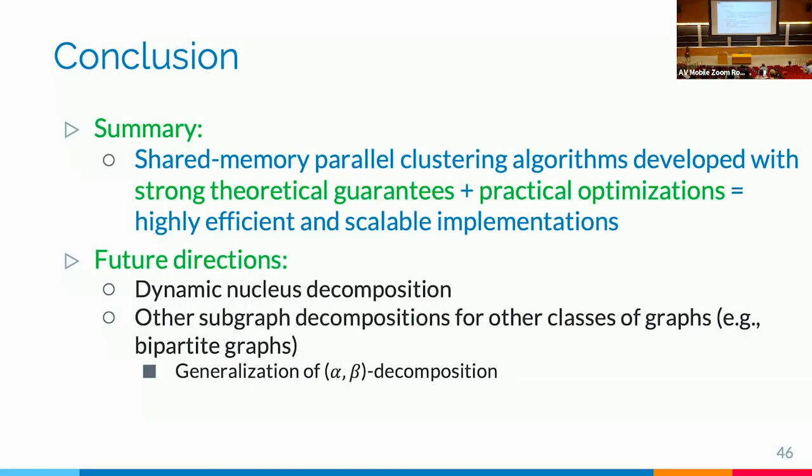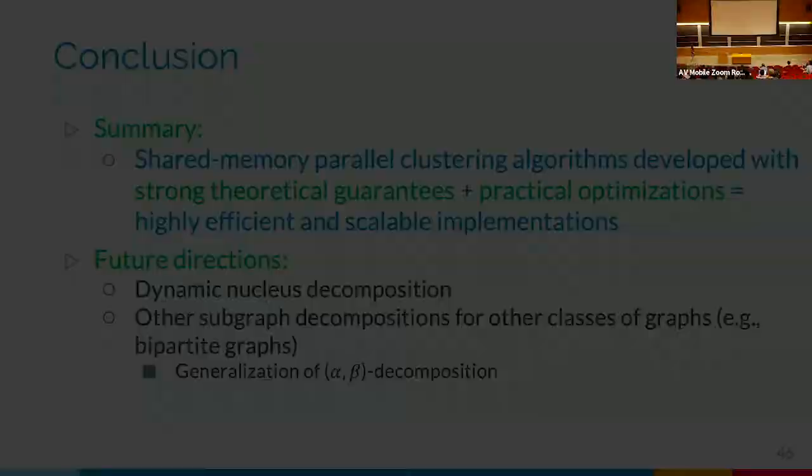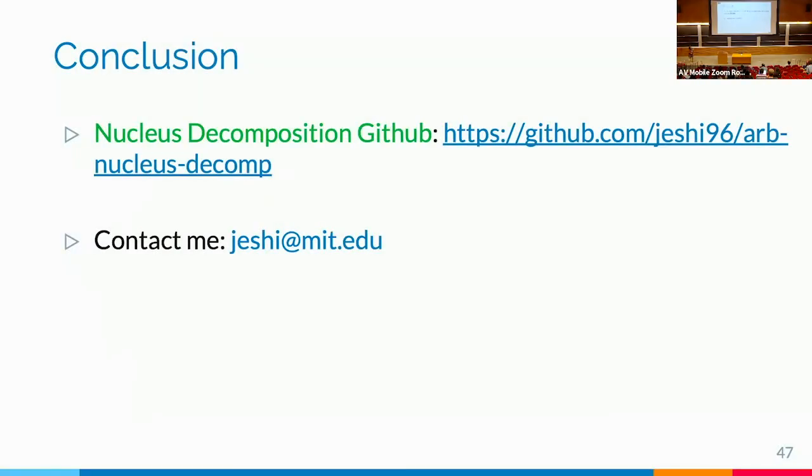Cool. So in conclusion, I've shown that shared memory parallel clustering algorithms developed with strong theoretical guarantees and using practical optimizations can be efficient and scalable. And there are many future directions for other work in this area. So there are extensions that you can consider with respect to nucleus decomposition specifically, for instance, dynamic and approximate nucleus decomposition, which has been done in the setting of k-core. And there's also other generalizations that we could consider for other graph classes, such as bipartite graphs. So all of our code is publicly available at this link, and I'm happy to take any questions.